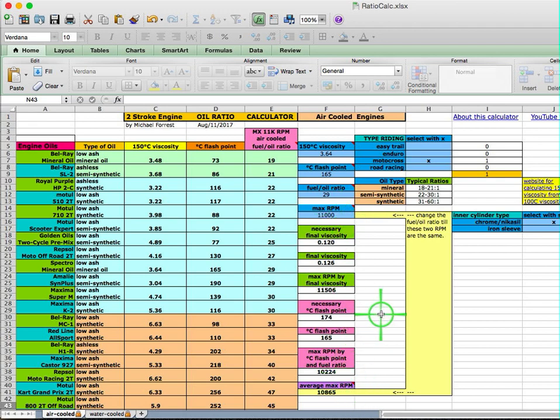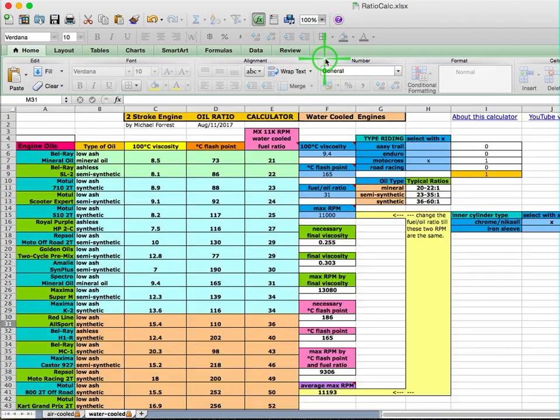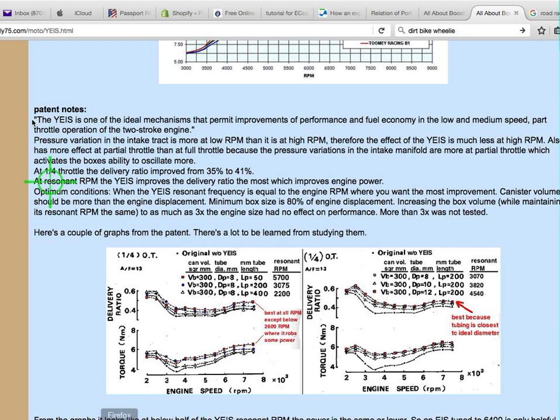And it takes into account what type of riding you do, whether your cylinder is iron or plated, and whether you have an air-cooled or water-cooled engine. That's the air-cooled sheet. This is a water-cooled sheet. And I love it. It's given me so much insight into different oils, and these are different ones that I've analyzed. It shows me which ones are lying and which ones are really good. So those are my calculators.